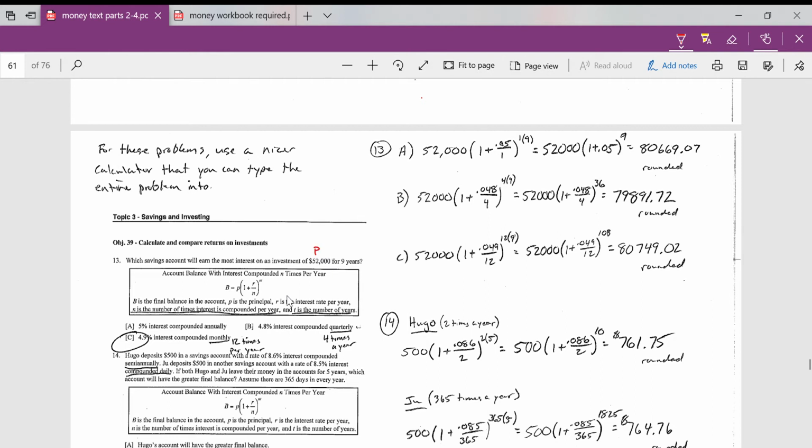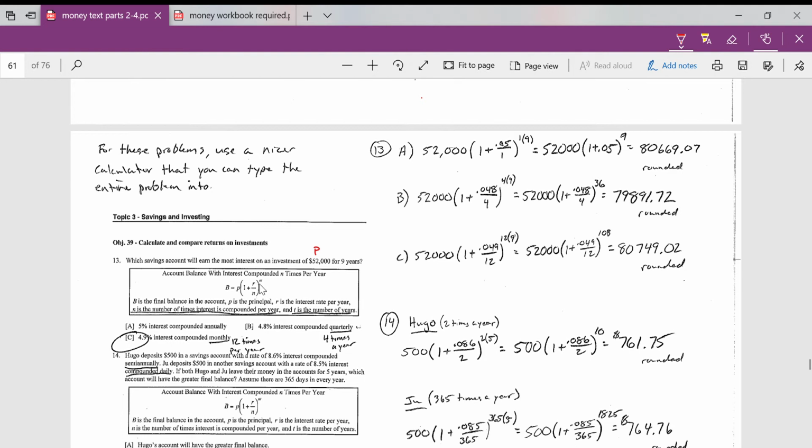R is the interest rate written as a decimal. That's going to be different for each choice. We're going to have A, B, and C with a different interest rate. So that's going to change for each choice. We're going to have to look at that. N is the number of times interest is compounded per year. So if it was just compounded yearly, that would be a 1. We're going to look at these in a second. But if it was compounded daily, it would be 365, because there's 365 days in a year.